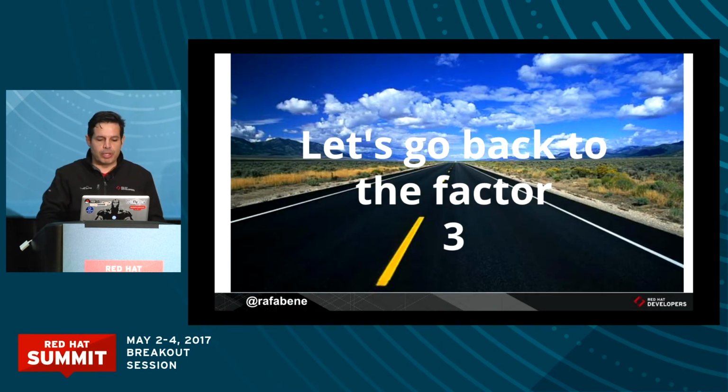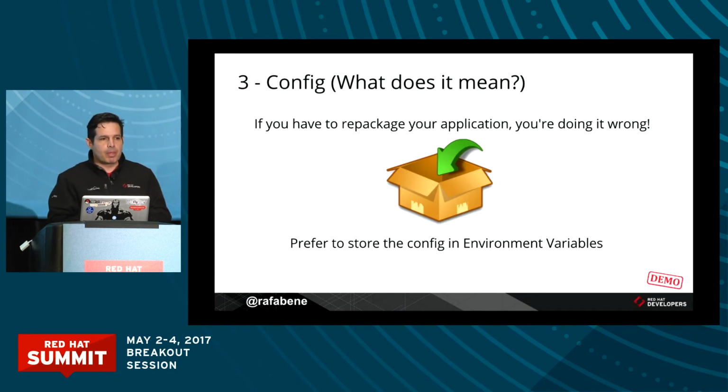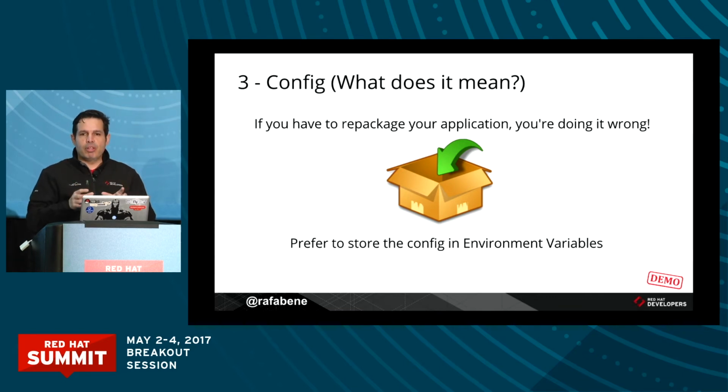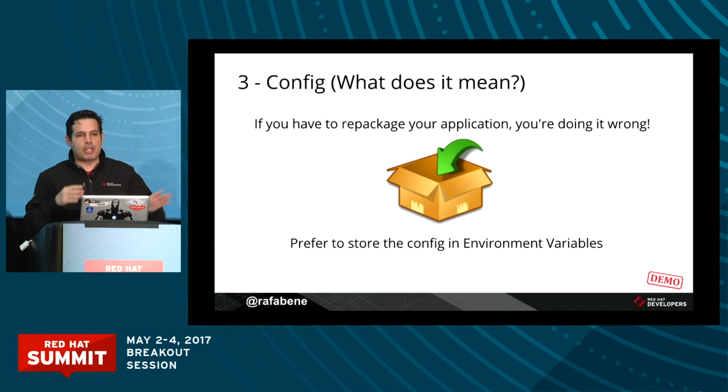Let's go back to the twelve-factor tree. The factor says config: store config in the environment. But what does it mean? It means that if you need to change anything in your application, if you need to repackage, you are doing something wrong. That's true, for example, for database connections. If that's hard-coded in your application, and you need to repackage because you changed the host or the URL, you're doing something wrong. You should store that outside your application in the environment, and that could be environment variables, property files, configuration files, but again, if you need to repackage, you are doing something wrong.